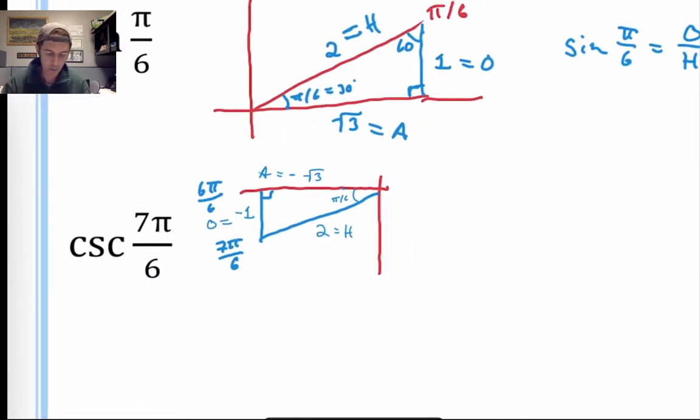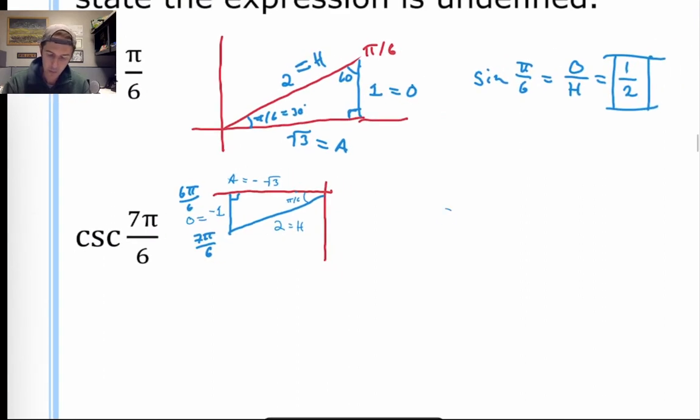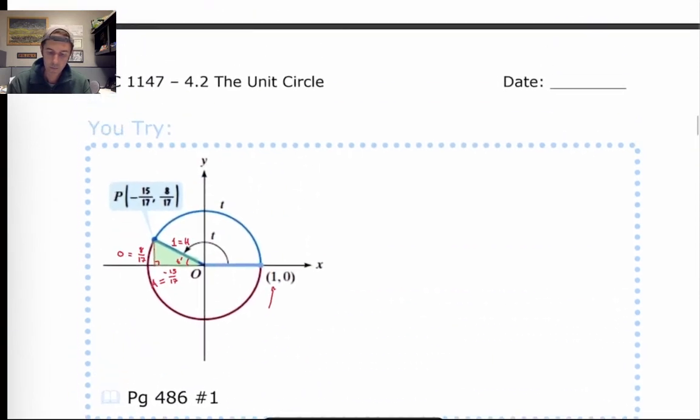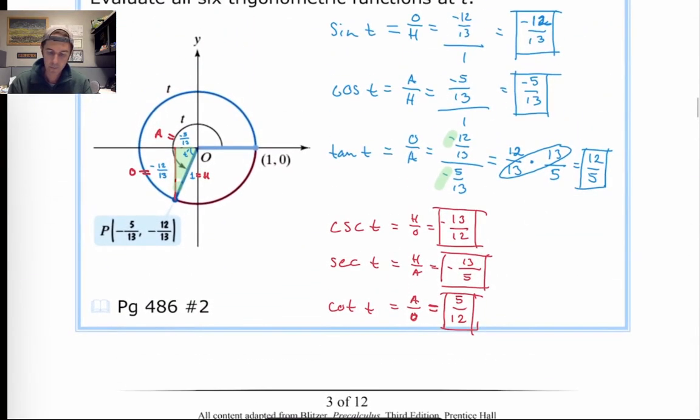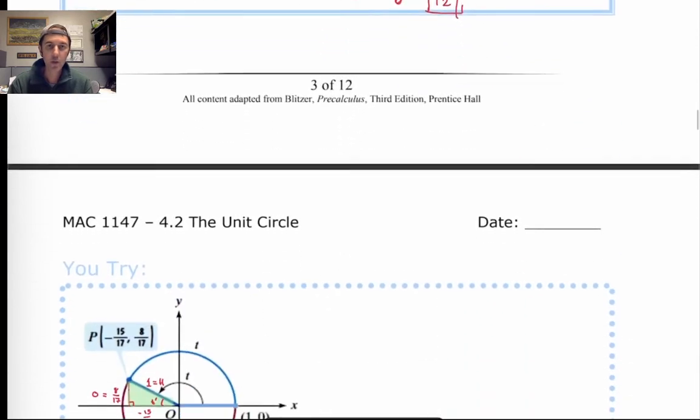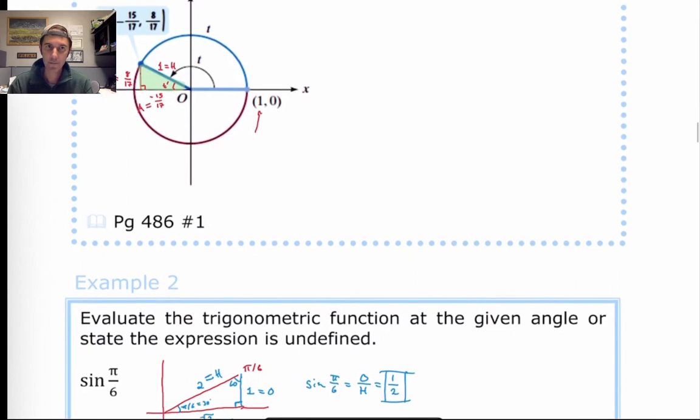Now, what in the world is cosecant? The cosecant of 7 pi over 6 is, cosecant is the reciprocal of the sine function, so it's hypotenuse over opposite. Should you commit that to memory? You should.